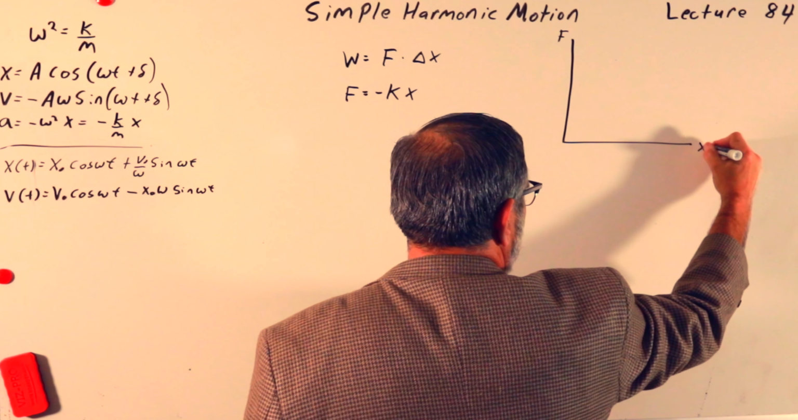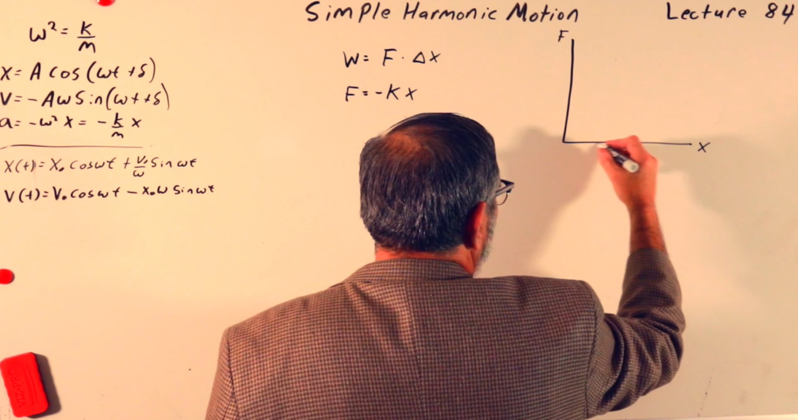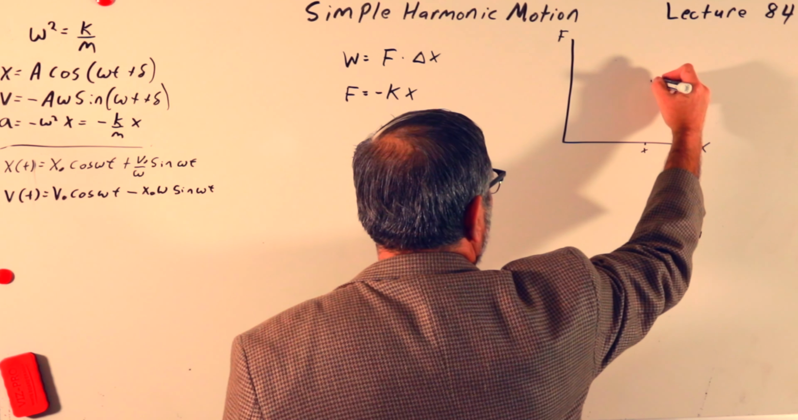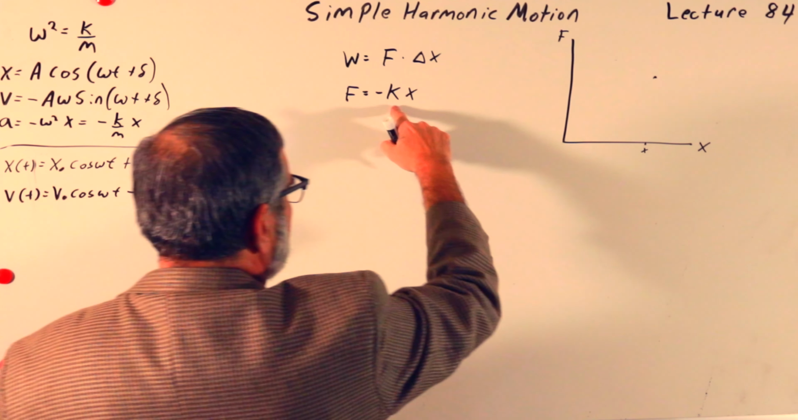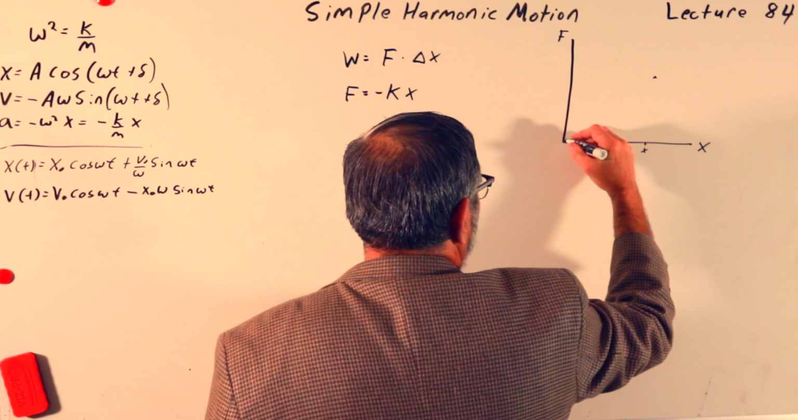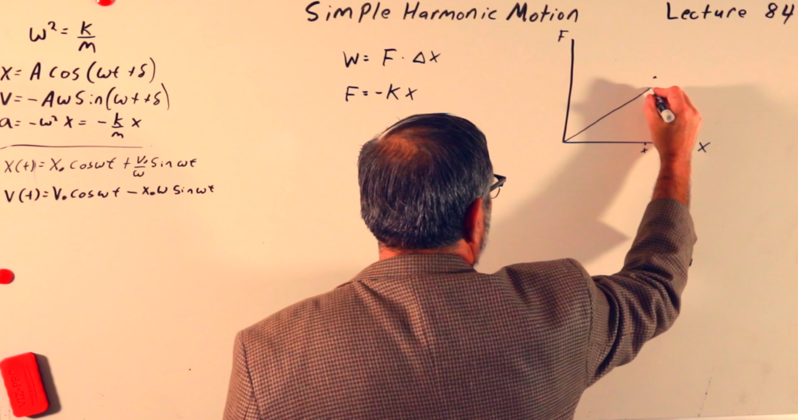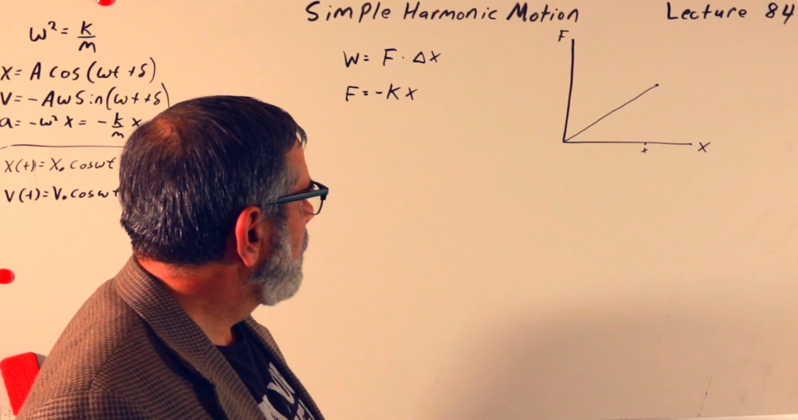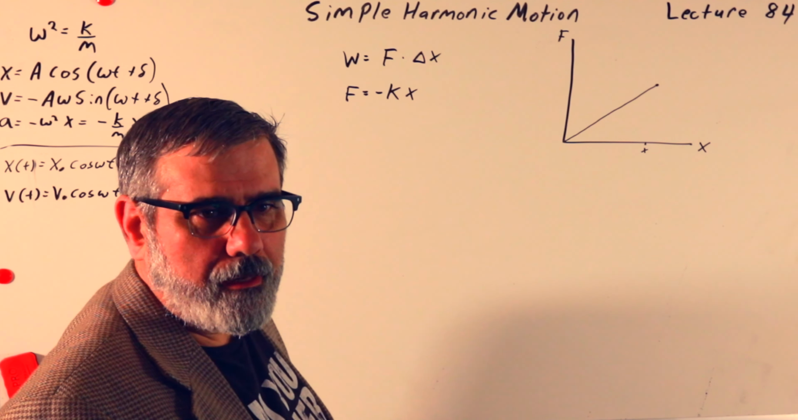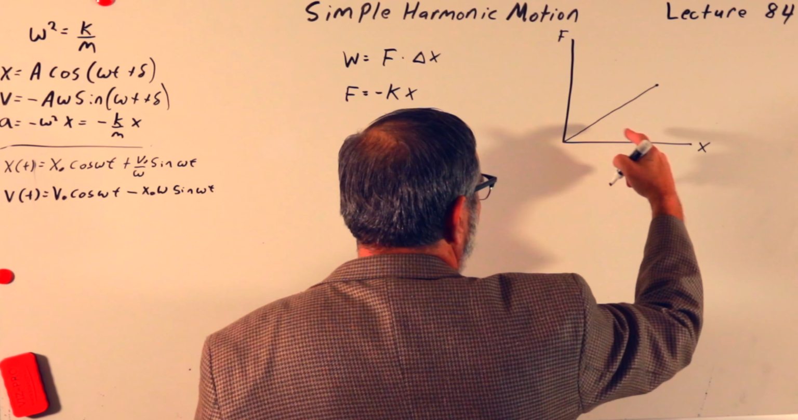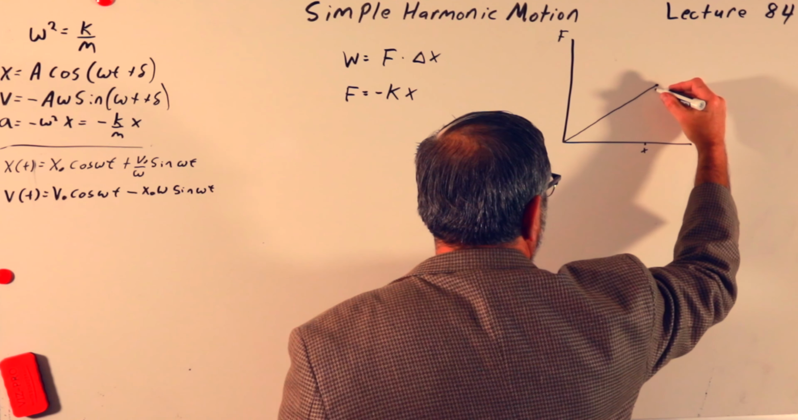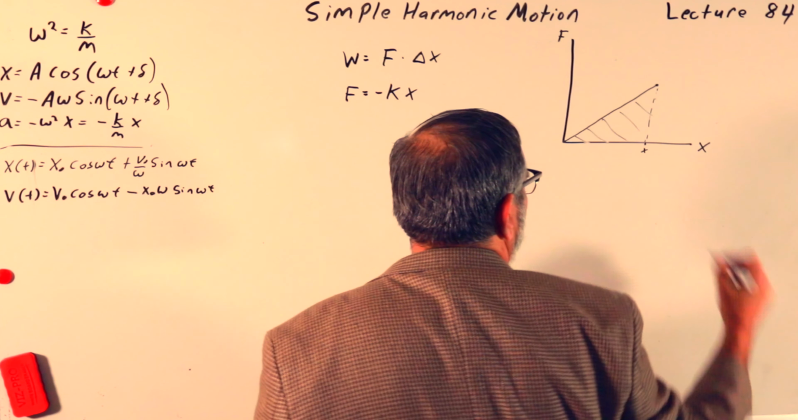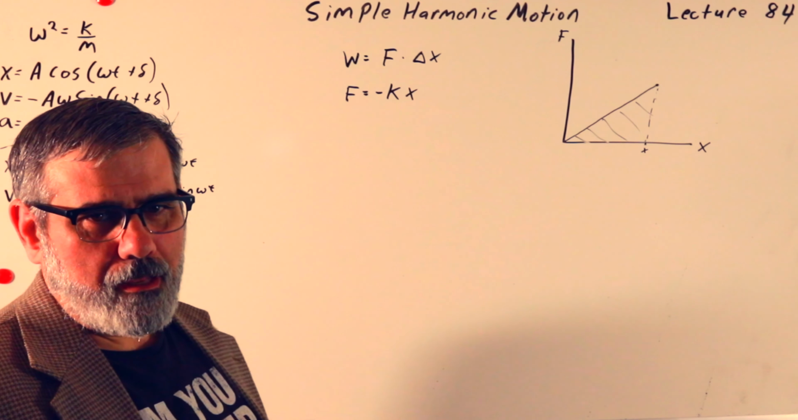So this is our x-axis, and we'll assume that we displace it out to some distance, we'll just call it x. The force is equal to minus kx, ignoring the negative sign for the moment. It's linear, because this is the equation of a line. And so the work is just the area under this curve. So let me draw a little dotted line there. What shape is that? Triangle.